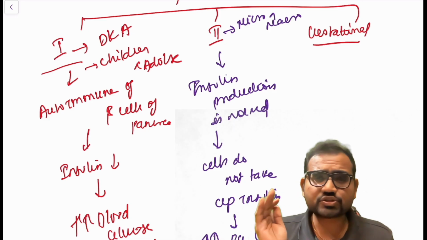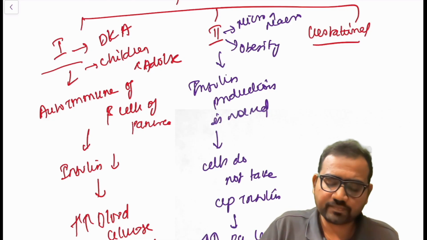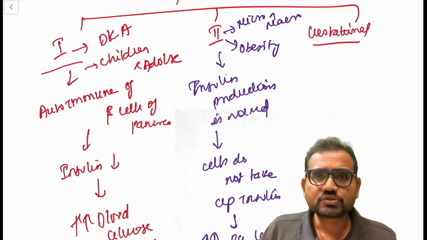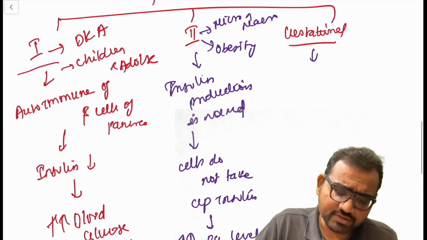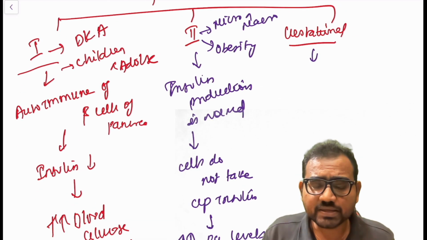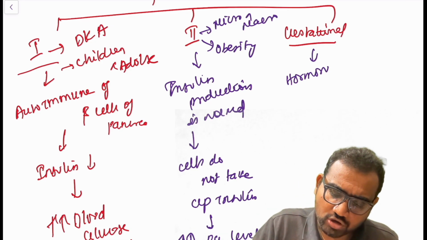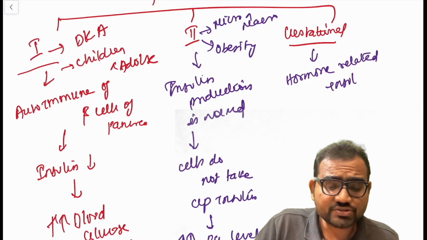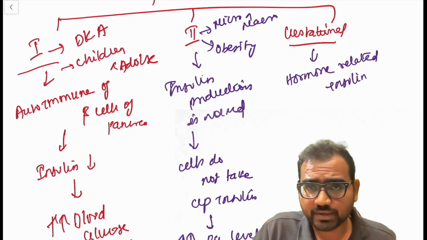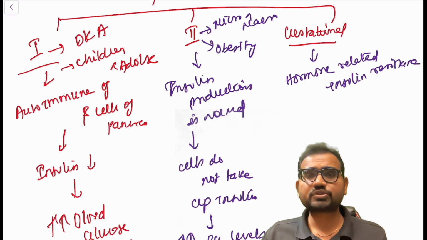There are a few causes of type 2 diabetes mellitus. The predominant cause will be obesity. We'll see what happens. Okay, so this is type 2 diabetes mellitus. Gestational diabetes, during pregnancy, is hormone related insulin resistance, and these patients will have increased risk of developing type 2 diabetes mellitus.